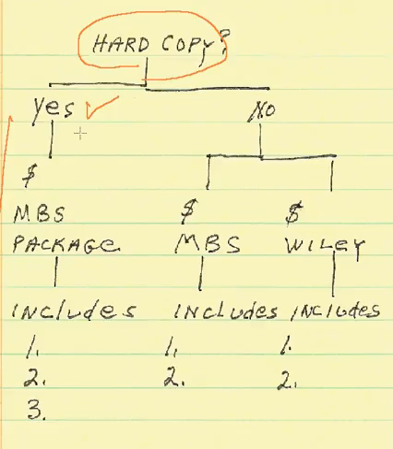First thing you might be interested in is, what is this going to cost me? Well, this route will cost you $120, and you buy it from the MBS bookstore. It's called a package, and it includes the hard copy, the online copy, and the card.